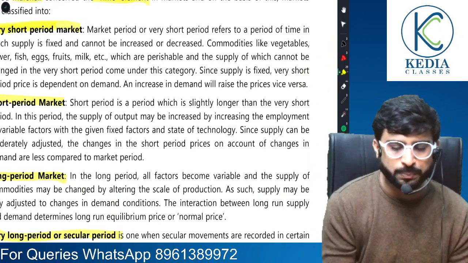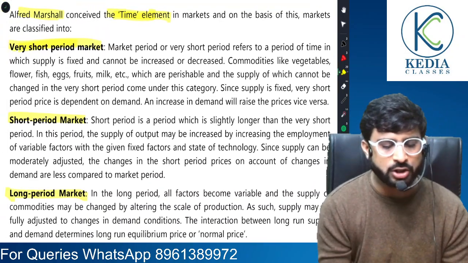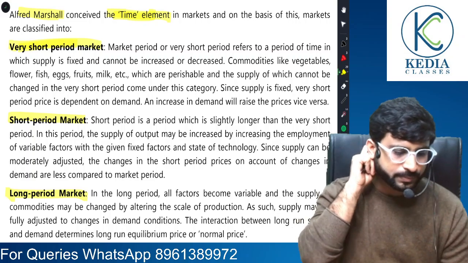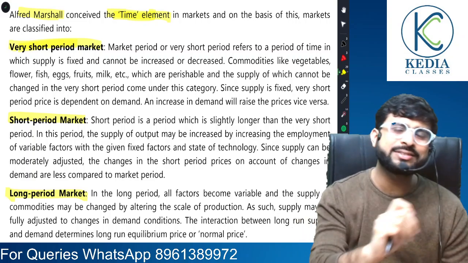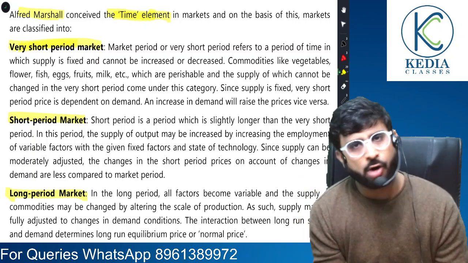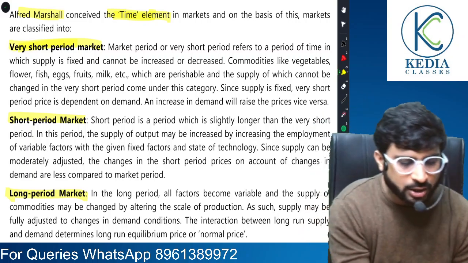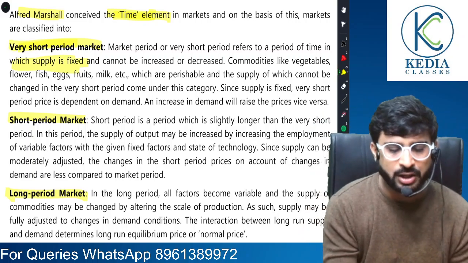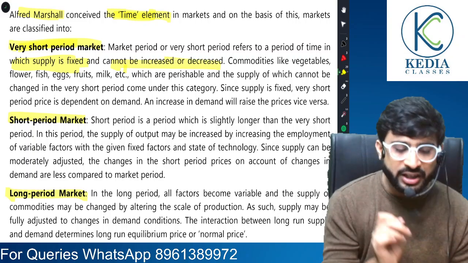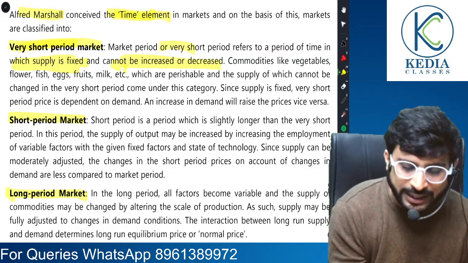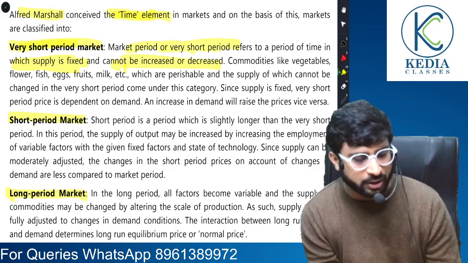Now, sir, please tell us one by one about each one of them. Okay, sir. When supply cannot be changed at all of any particular product, that is, supply is fixed and it cannot be increased or decreased in a particular time frame, that is very short period market, or that is called market period.